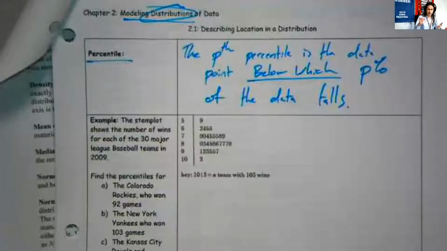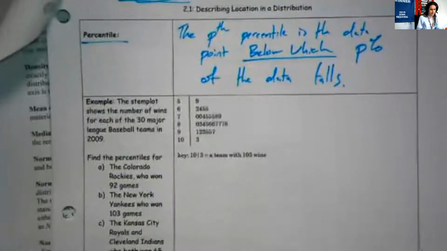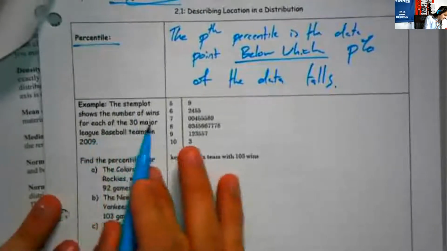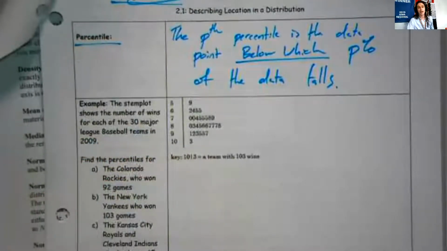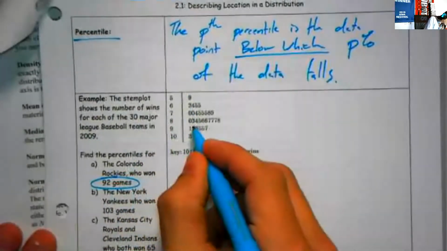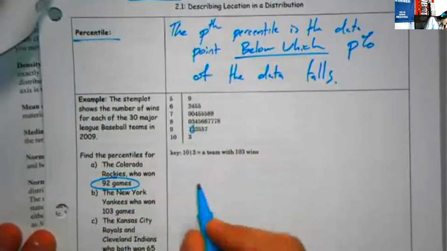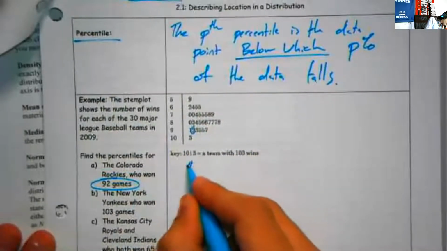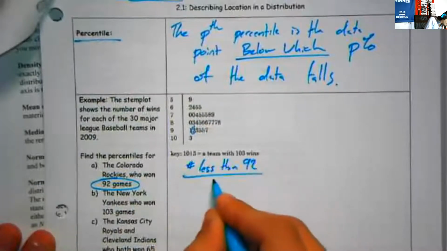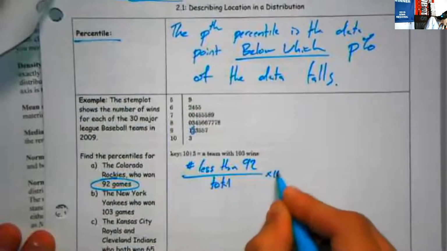Okay, so we can calculate percentiles, and it's a proportion. P% of the data falls. We're calculating proportions here. The stem plot shows the number of wins for each of the 30 Major League Baseball teams in 2009. I need to update my notes. Find the percentile for the Colorado Rockies, who won 92 games. Just look and say, okay, where's 92? That's right here. How many are less than 92, divided by the total, times 100%?